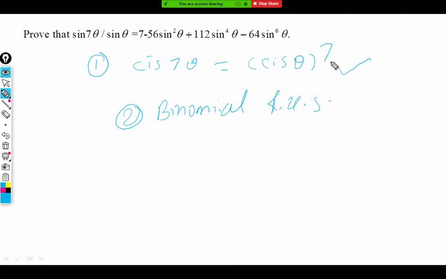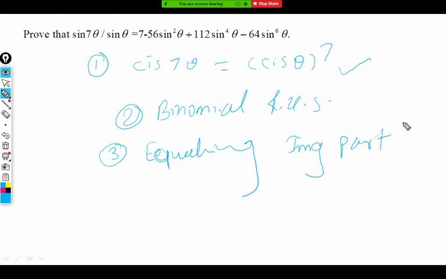Then once we use the binomial, third step, what should be done? Equating. Which part? Imaginary part. Correct. You get the formula for sine 7 theta. Then we divide by sine theta. Take that sine theta on the left hand side, and you will get sine 7 theta upon sine theta.